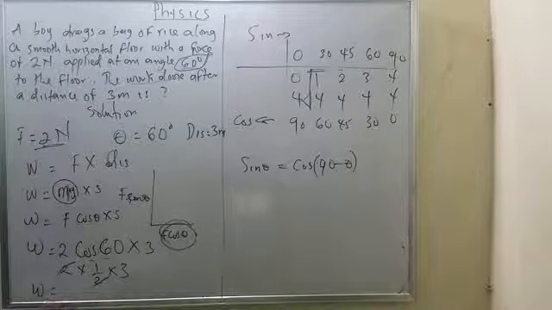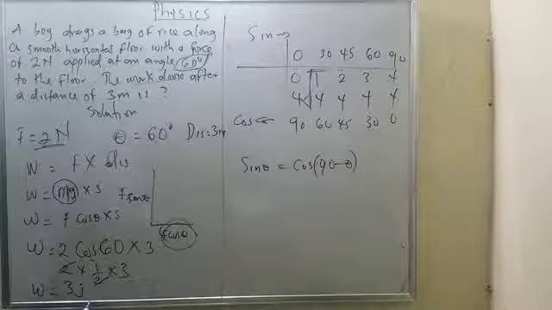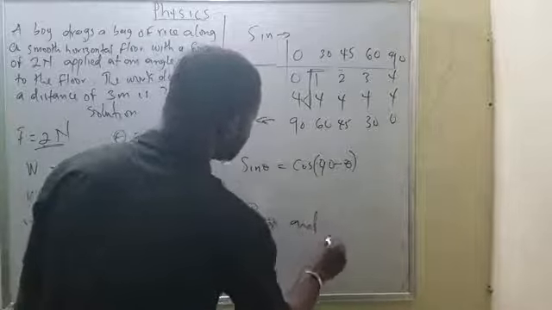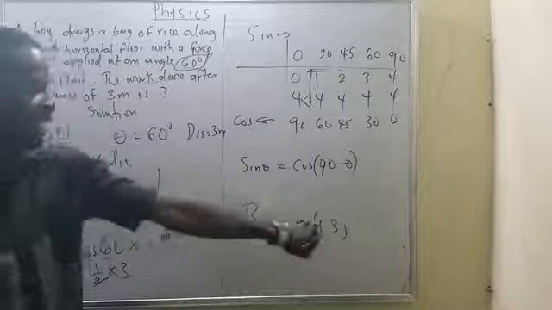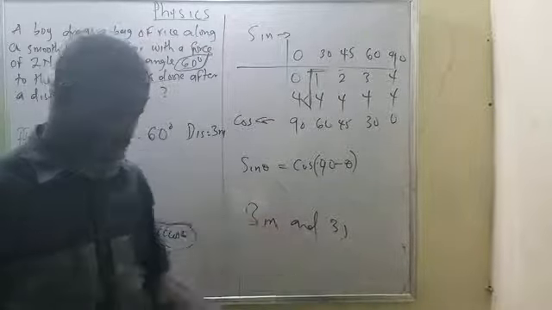It means my work done will be equal to 3 joule. My work done is equal to 3 joule. Please, 3 joule will explain the difference between 3 meter and 3 joule. This is meter, this is distance. This is joule, this is work.